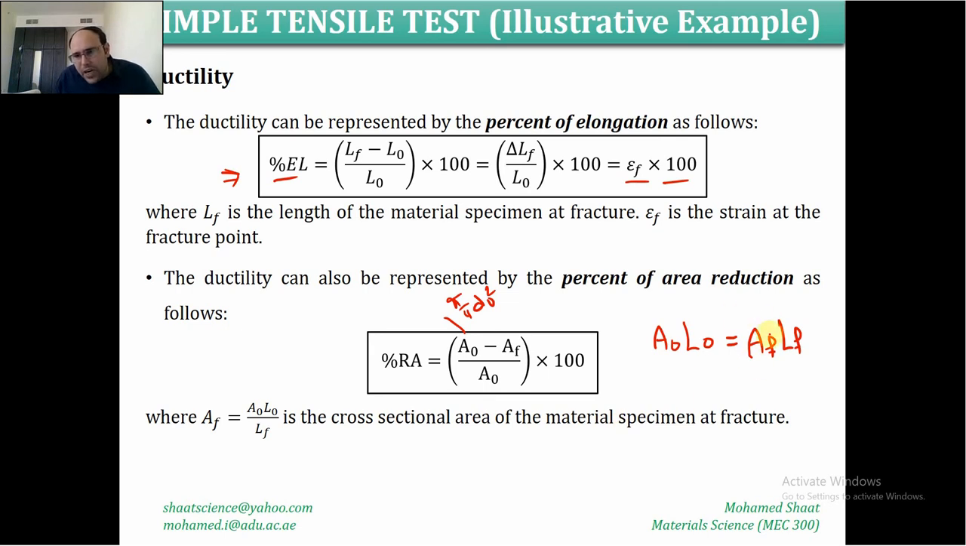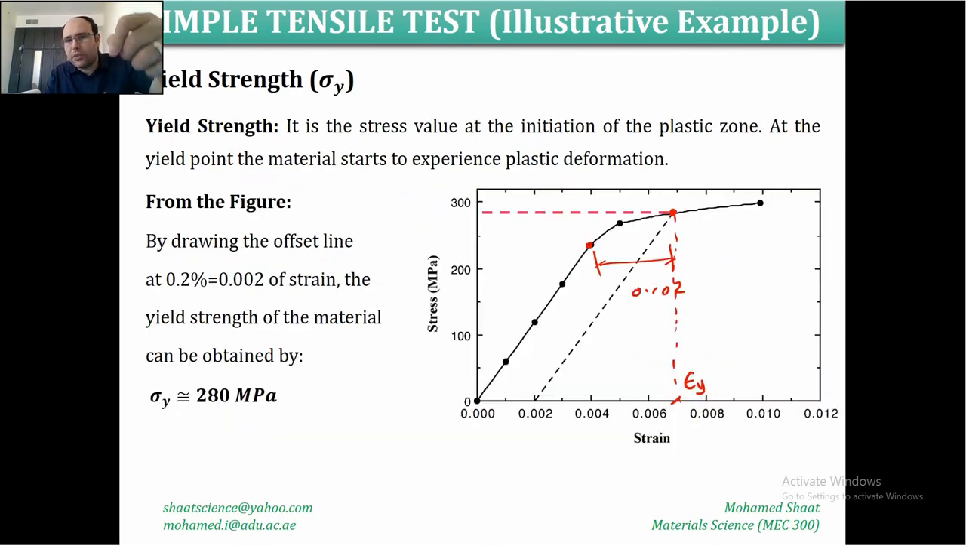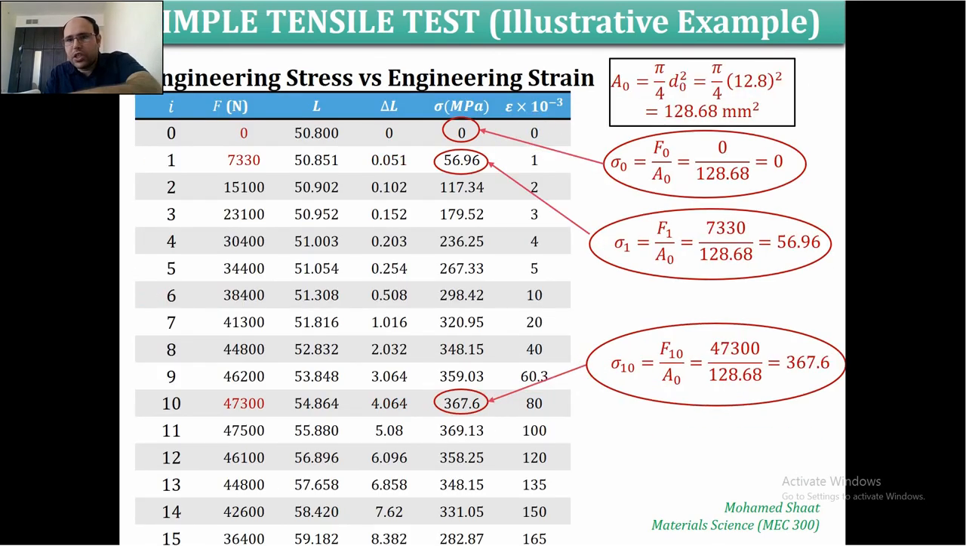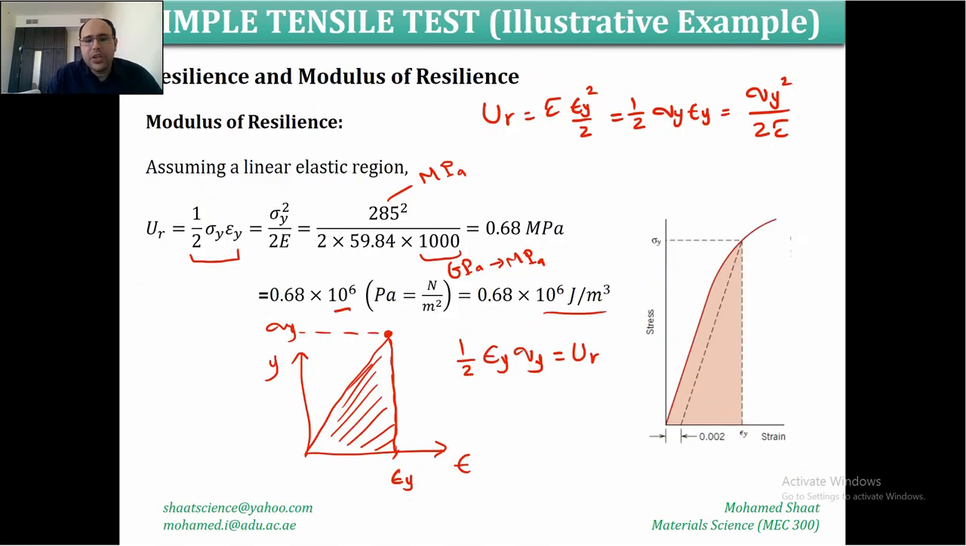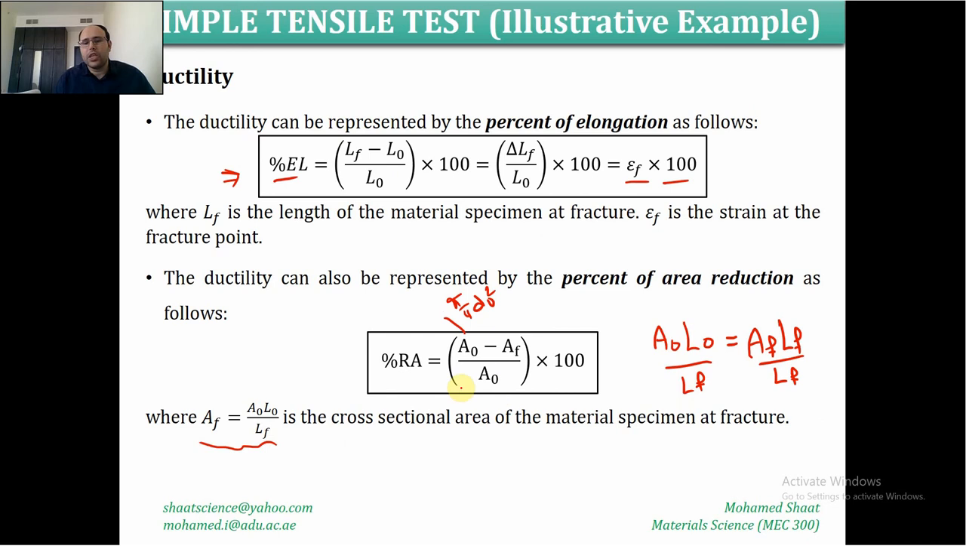So simply, how much is the final area? If you divide by L final on both sides, you end up with the final area equal to the original area, which we already calculated as 128 point something in this step, times the original length, which is already given to us as 50.8, divided by the final length, which is 59.182. You're going to end up with the final area, and then you plug it into the percent of reduction to calculate the percent of reduction of this material, as a measure of the ductility of this material. Make sense?